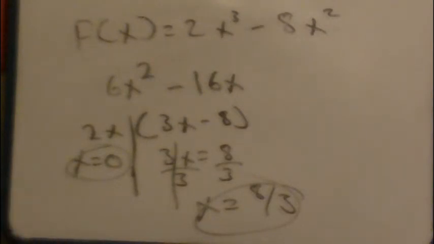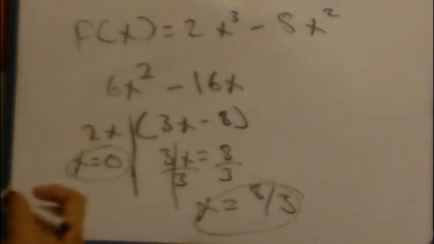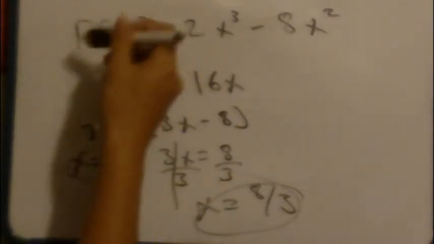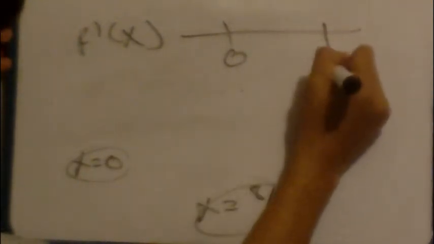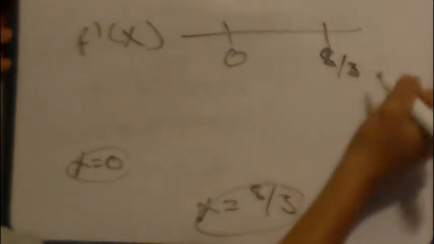Now that we found our critical points, we can plug this into a number line. That'll show us whether or not the slope in between these points is increasing or decreasing. And that's where the first derivative test comes in. So let me erase this. Now we represent it using f derivative of x. And we'll put a point here that says 0, and a point here that says 8 over 3.